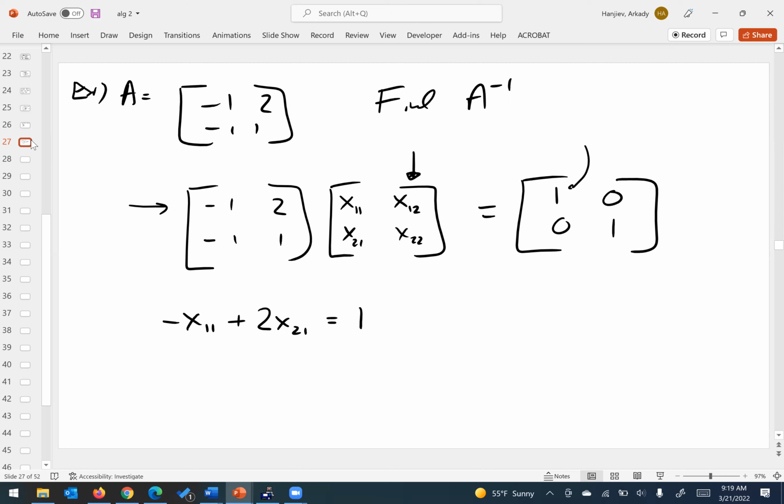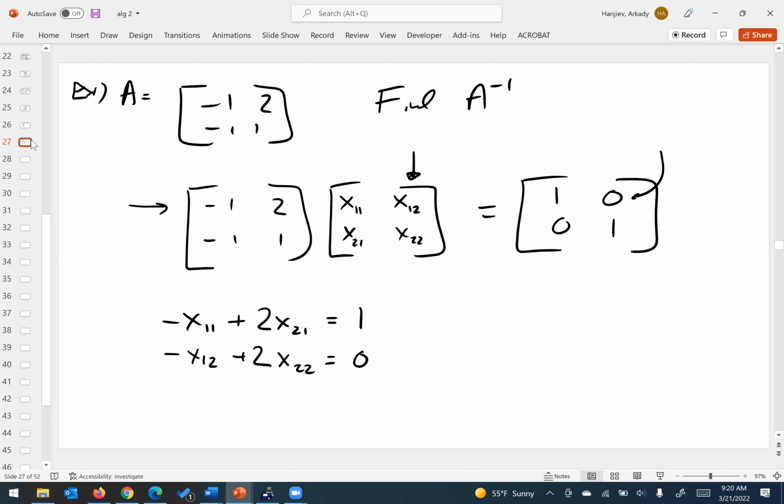So -1 times x11 plus 2. That's the way I want to write it. That's easy enough to write down. x2, 2, is that right? That should equal what? Zero. That guy right there.